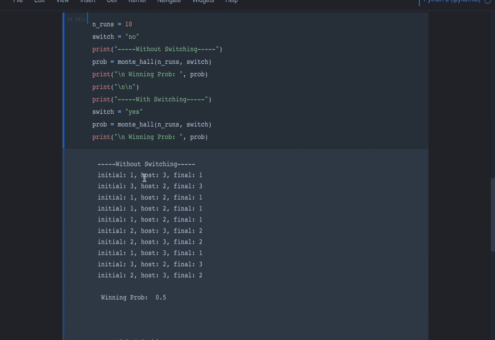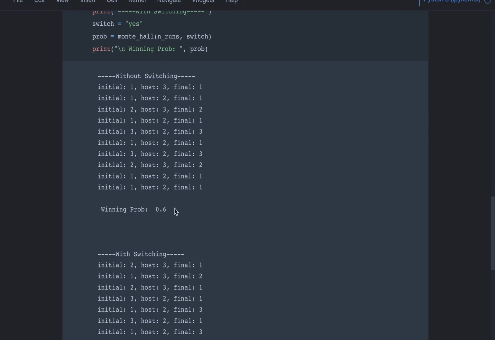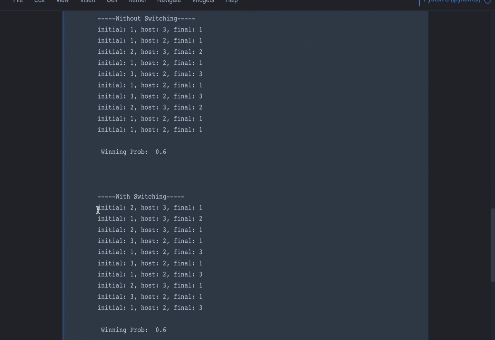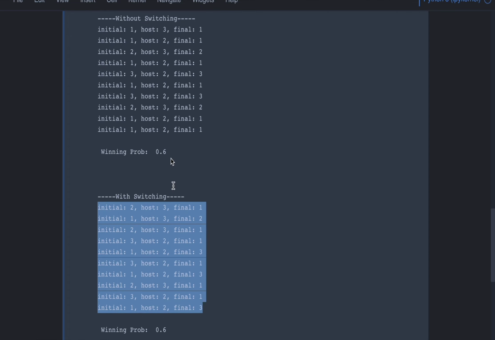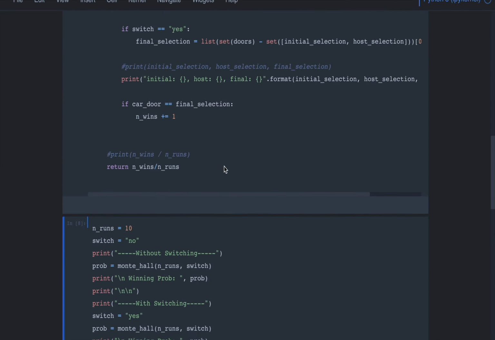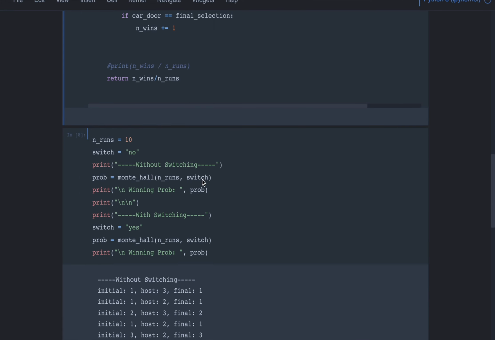So initially, we run this experiment just 10 times so that we can see all this output, right? So what it would look like if we do not make a switch, and what it would look like if we make a switch. But these probabilities are incorrect because we have run the experiment only 10 times. Now let me disable this line and let me run the experiment many number of times.